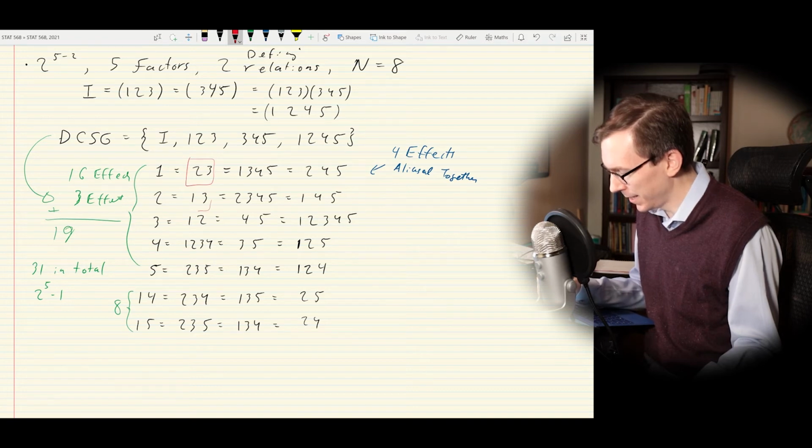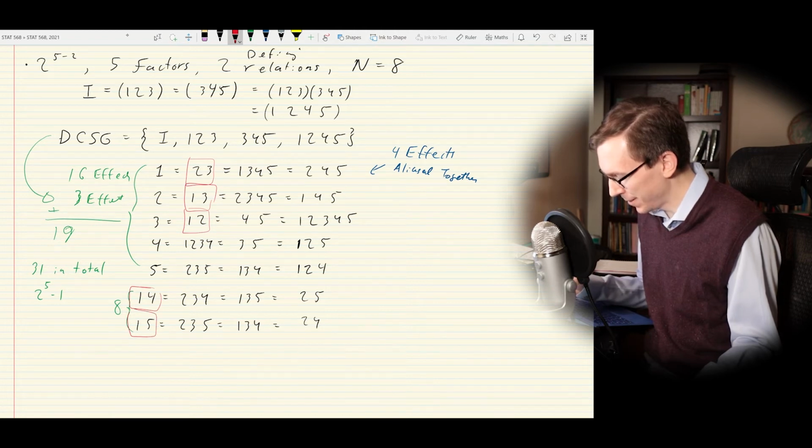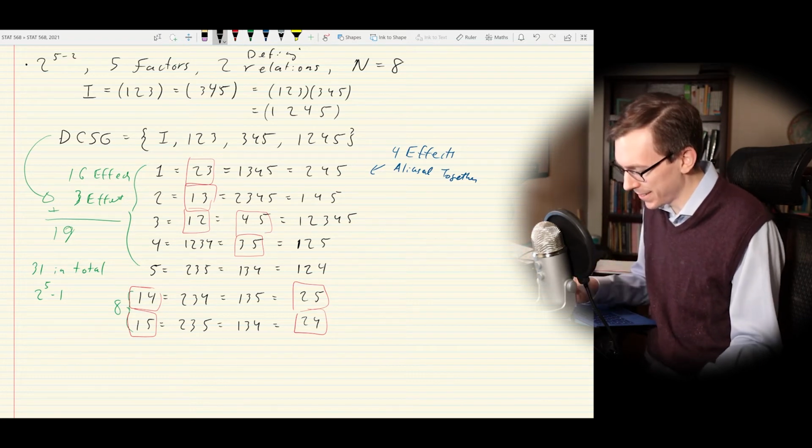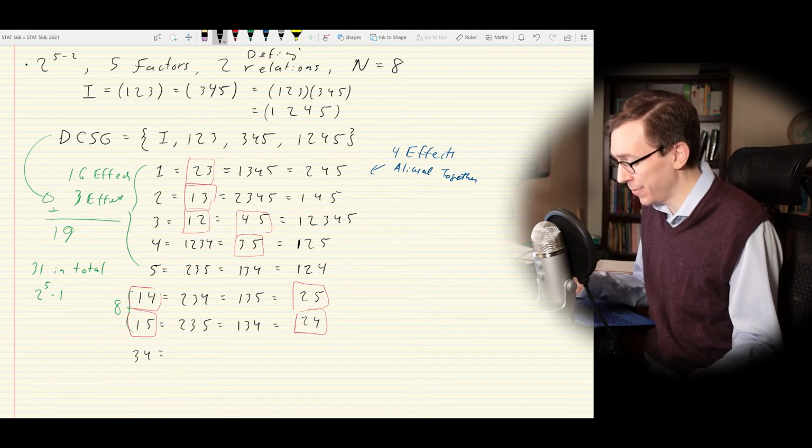We have 2, 3. We have 1, 3. We have 1, 2. We have 1, 4. We have 1, 5. We have 2, 4. We have 2, 5. We have 3, 5. We have 4, 5. I don't see any 3, 4 floating around. So the last two-way term we need is 3, 4.